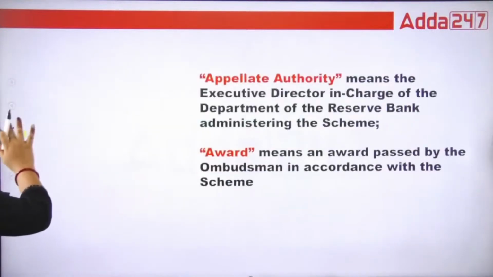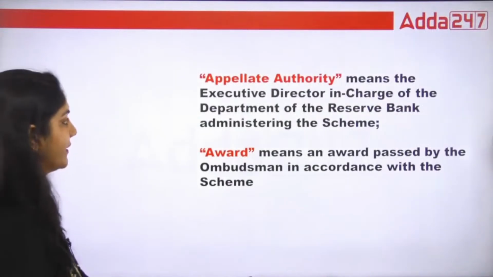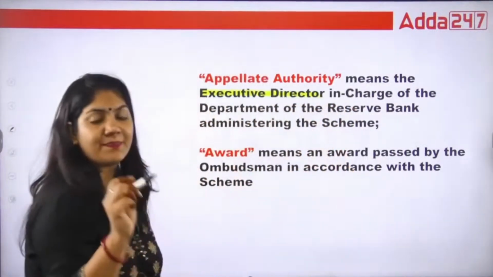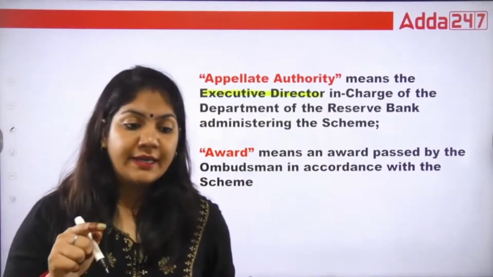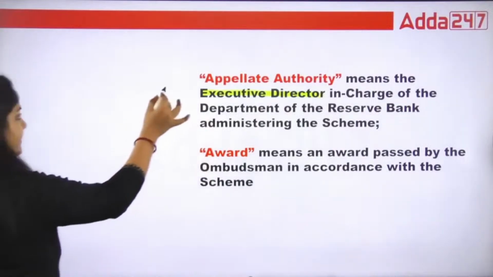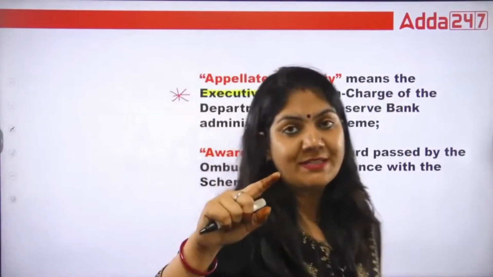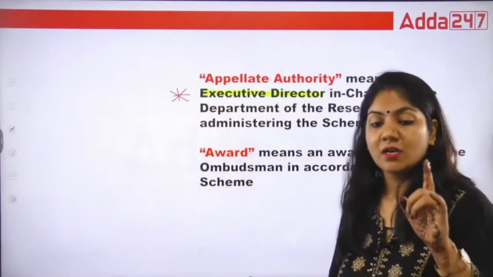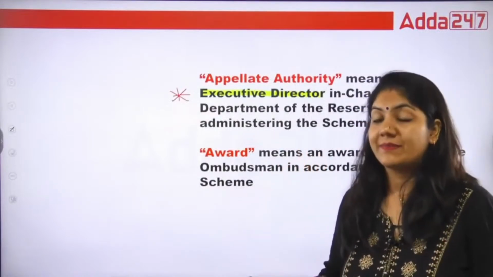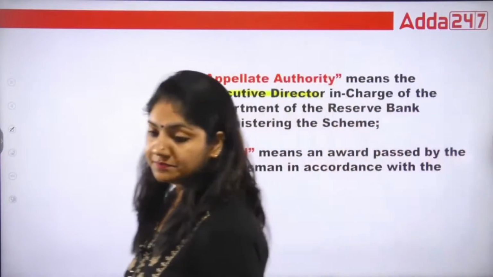Okay, now what is this? This is your appellate authority. It means executive director. Who is the appellate authority under the Integrated Ombudsman Scheme? You have to learn that it is the executive director. This is important. In the Banking Ombudsman Scheme 2006, the deputy governor was the appellate authority, but in this new scheme of 2021, the executive director will be the appellate authority.